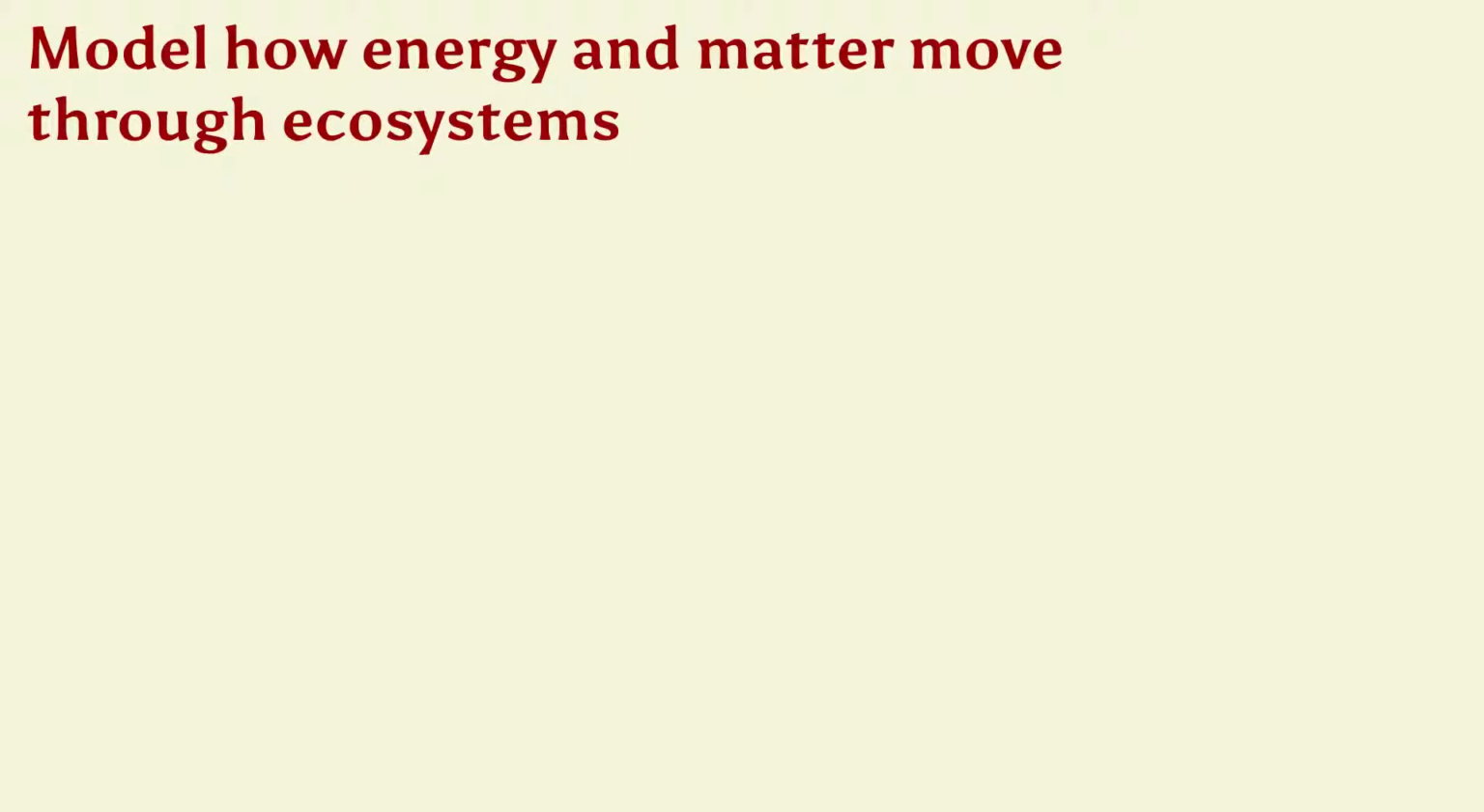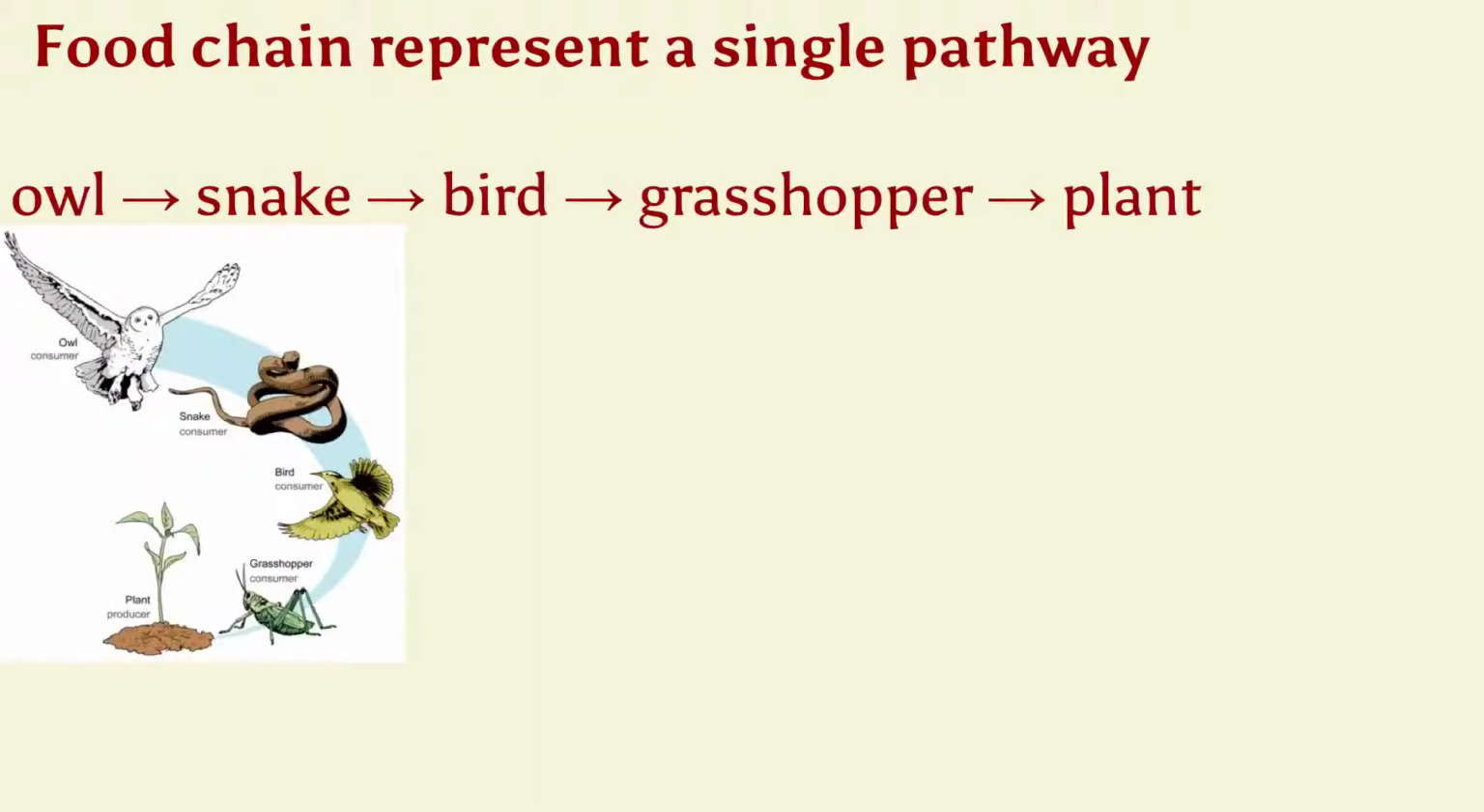Moving on to food chains. Food chains and food webs are diagrams that represent feeding relationships, essentially showing us who eats who. The food chains and food webs kind of help model how energy and matter move through ecosystems. A chain represents a single pathway by which energy and matter flow through an ecosystem.